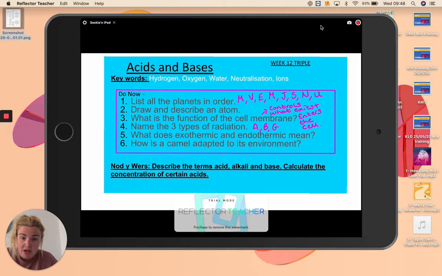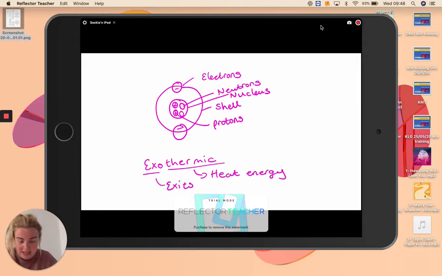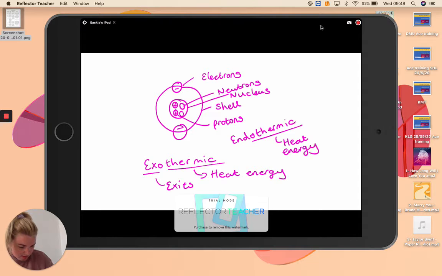Okay, describe what does exothermic and endothermic mean. Exothermic, a bit like the word suggests, is when heat energy exits. So in a chemical reaction, when heat energy exits. Endothermic then, the other way round, is when, again, heat energy, because thermic means temperature, enters a reaction. Okay?